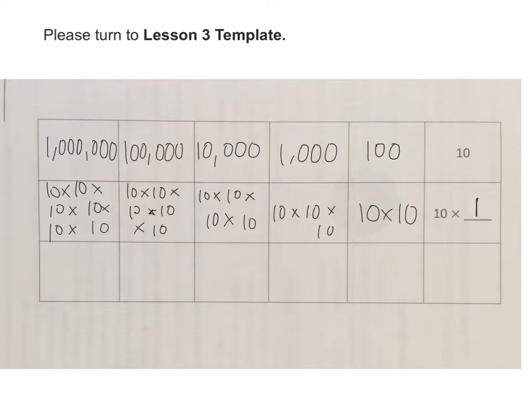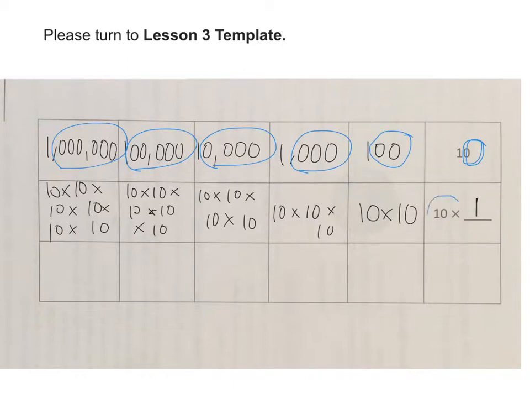Okay. I want you to talk to your table group. What patterns do you notice about what we just filled out so far? As I was walking around listening, I heard someone say, over here there's 1 zero, over here there's 2 zeros, 3 zeros, 4 zeros, 5 zeros, and 6 zeros. Each time you move to the left, you're adding a 0. Someone also said, every time you move to the left, the number's getting 10 times bigger. So when we add an extra 0 at the end, the value is getting 10 times bigger. Because over here there's only 1 10, here there's 2 10s, 3 10s, 4 10s, 5 10s, and 6 10s.